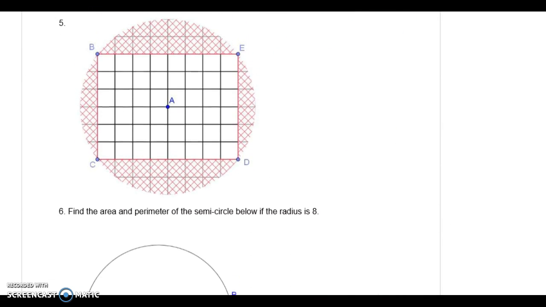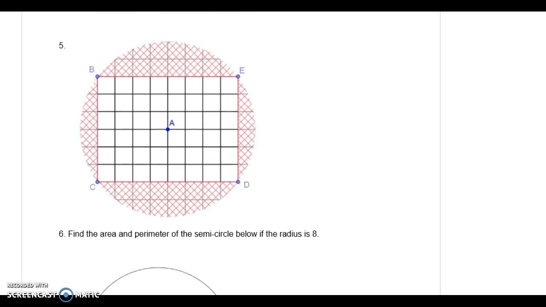On number 5, it's a little bit different because now we have a circle on the outside and some type of rectangle on the inside. So I think the rectangle is actually going to be easier to calculate. So let's do that. Area of a rectangle: 1, 2, 3, 4, 5, 6 by 1, 2, 3, 4, 5, 6, 7, 8. So we don't have a square, which is going to make things a little bit more complicated when we're trying to find the radius. So the area of that is going to be 48.